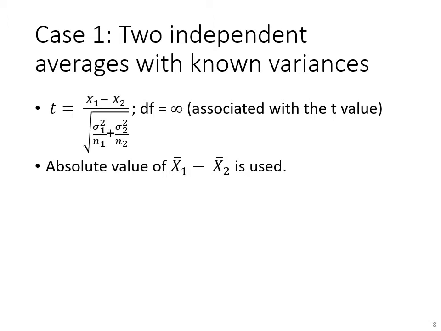What we'll do is, again, use the student t-test, giving you the equation here. Typically, we'll use the absolute value of the difference in the means of observation set 1 and observation set 2. Because the variances are known, we will assume that the number of degrees of freedom is infinite.